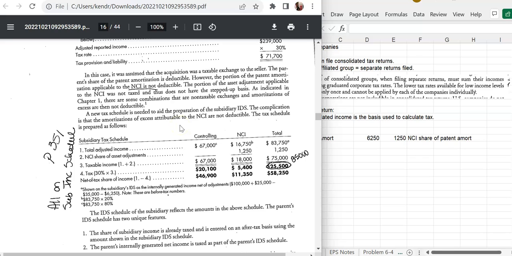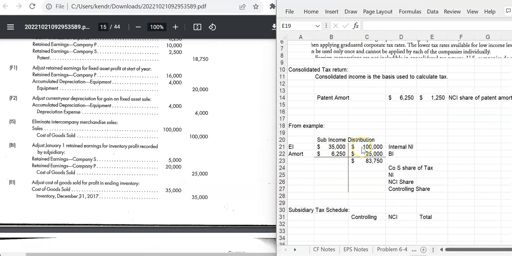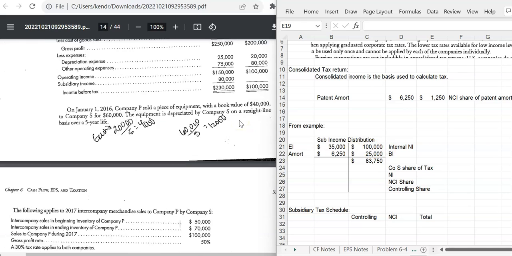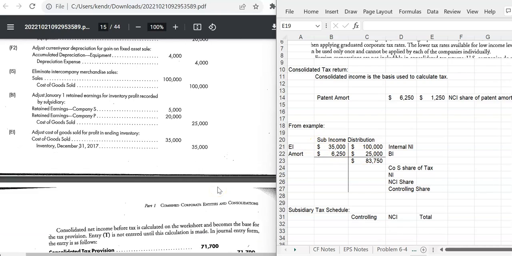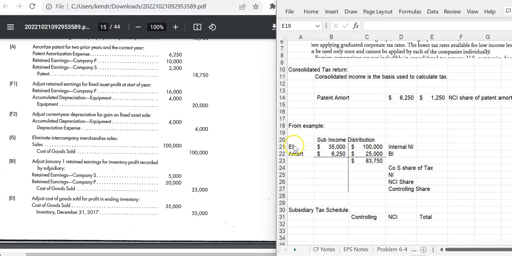Now, if you remember, we do those income schedules, and then we also do the subsidiary income schedule. We also have to do a subsidiary tax schedule. So let me do the subsidiary income schedule first, and then we'll do this tax schedule. I've typed out the subsidiary's income distribution schedule, and let's talk about the numbers. We have the internal net income that came from their income statement, and then the adjustments based on the eliminations: the beginning inventory release of profit, the ending inventory decrease of the profit, and then the amortization on the patent. It ends up being 83,750.